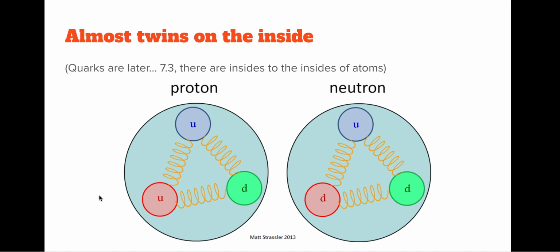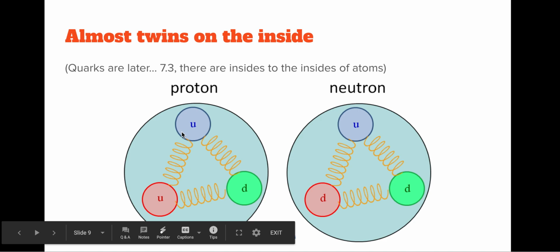So, what is a proton and what is a neutron? Protons and neutrons are not fundamental particles. They're made up of smaller things called quarks. Protons are 2 up quarks and 1 down quark, and neutrons are 2 down quarks and 1 up quark.